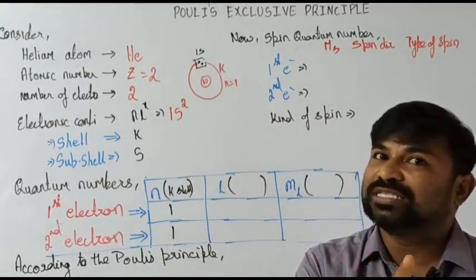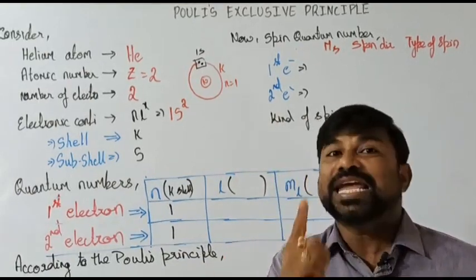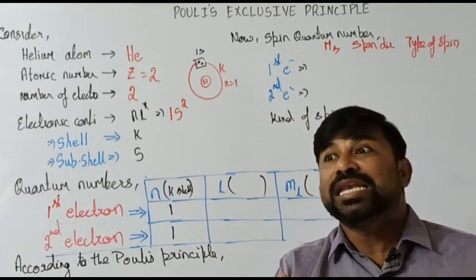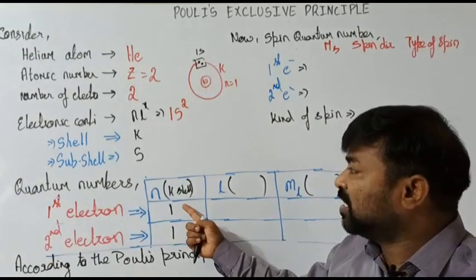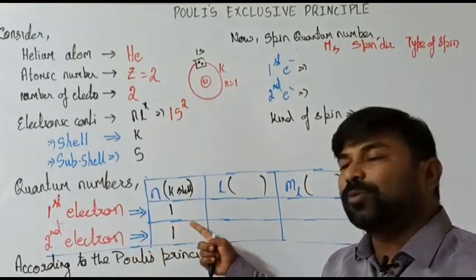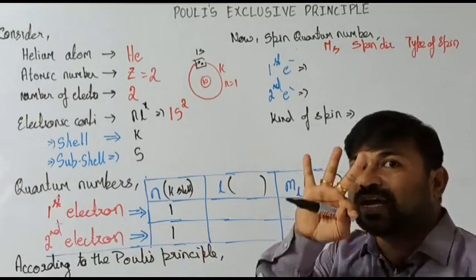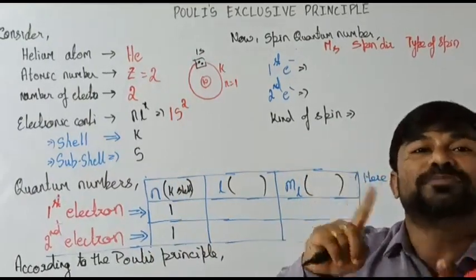But what is Pauli saying? No 2 electrons will have all the 4 quantum numbers the same. Any one will be missing. Any one will be mismatched. But here, for the first electron, the principal quantum number is 1, and for the second electron, the principal quantum number is also 1. It means it's matching. Okay, there are 3 left over. Any one should be mismatched.